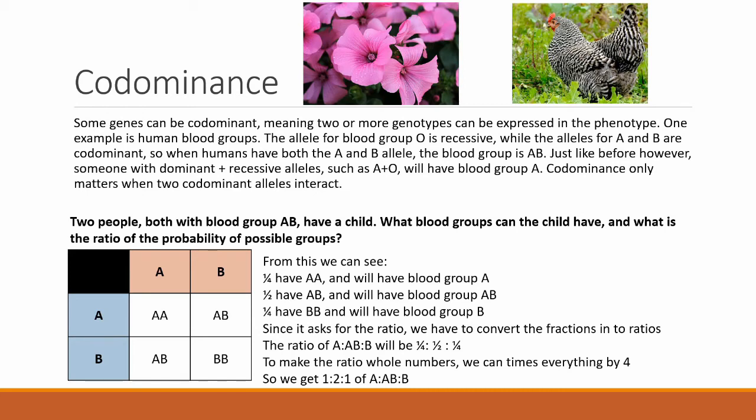This asks for the ratio, so to convert the fractions into ratios, the ratio will be 1/4 to 1/2 to 1/4. And finally, to make the ratio a bit simpler, we want to times everything by 4, so we get whole numbers, and eventually we get 1 to 2 to 1 of blood groups A to AB to B.